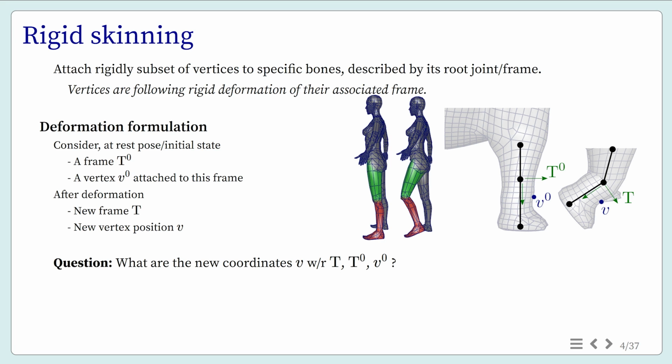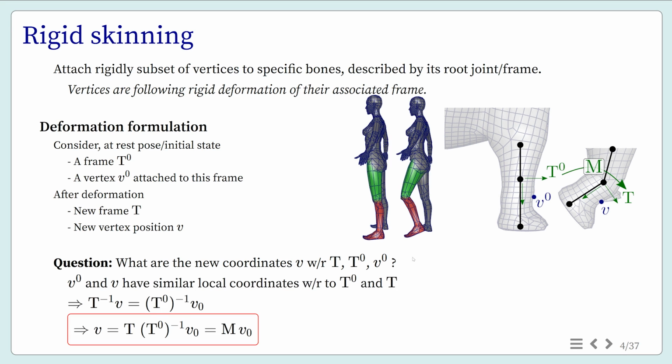If you want to formulate the equation associated with rigid skinning, we are going to consider at the initial state a frame T0 and its associated vertex V0, whose coordinates are V0. After deformation, we will have a new frame T that may be defined by a 4x4 matrix, or a translation and an orientation, and we are going to look for the 3D coordinates of the new vertex position V. So how can we express the vertex coordinate V with respect to the matrix T, T0, and the coordinates V0?